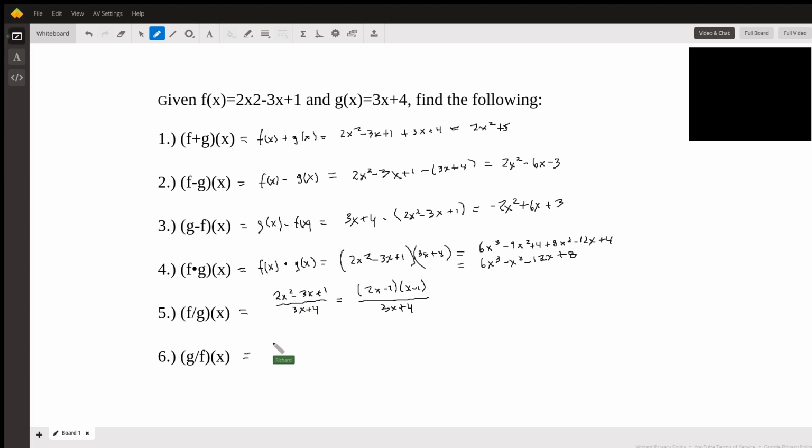And then this one is just the other way around. We just flip it. And the same comment applies here. You could do long division here. You can't do synthetic division, but you could do long division. I doubt that the teacher is expecting you to do that, but you'll have to check when you get back into class. And that's all there is to it.